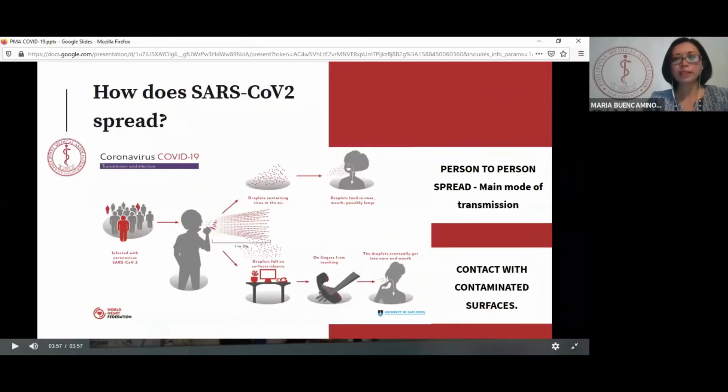So before we talk about the symptoms of COVID-19, it is important to know how SARS-CoV-2 spreads. The main mode of transmission of SARS-CoV-2 is by person-to-person spread via respiratory droplets, especially when in close contact with another person. Close contact is defined as staying within 3 feet of another person. SARS-CoV-2 can also be spread by contact with contaminated surfaces or objects. So if you touch something that is contaminated with a virus and then you touch your face, your eyes, your nose or your mouth, then you could potentially be infected.